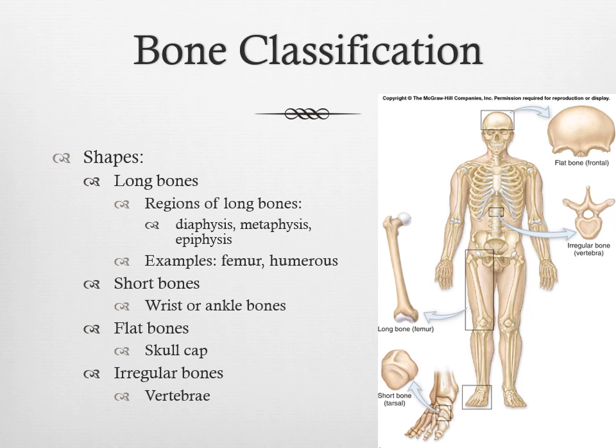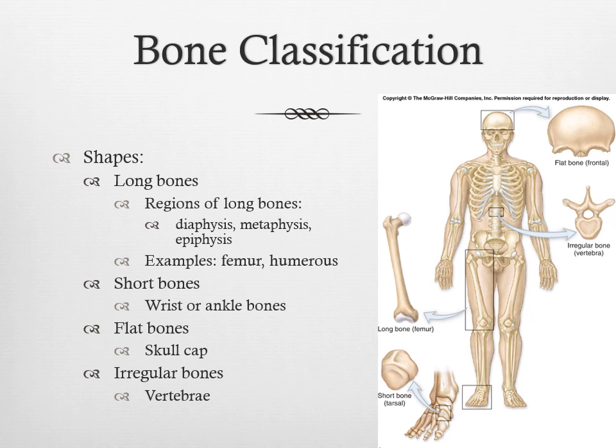Bones can be classified based upon their shape. When we look at bones, one of the things we look at in terms of naming them can be based upon the type of shape those bones have. And so we have long bones, short bones, flat bones, and irregular bones.